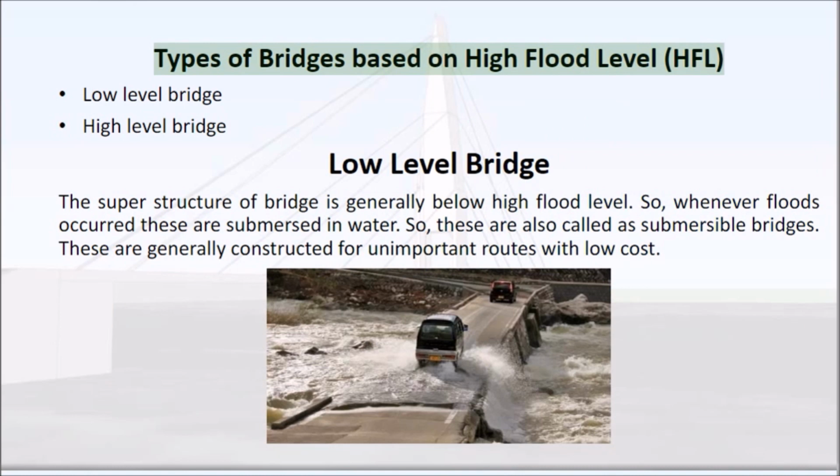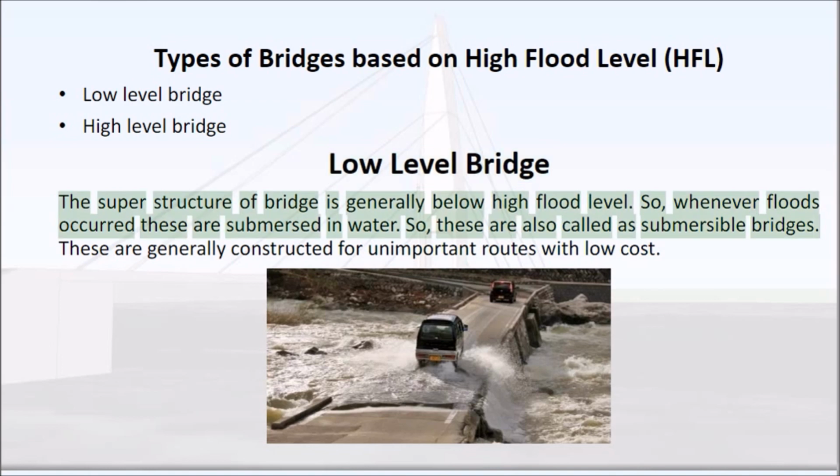Types of bridges based on high flood level, HFL: low-level bridge and high-level bridge. Low-level bridge. The superstructure of the bridge is generally below high flood level. So, whenever floods occur, these are submersed in water. So, these are also called submersible bridges. These are generally constructed for unimportant routes at low cost.